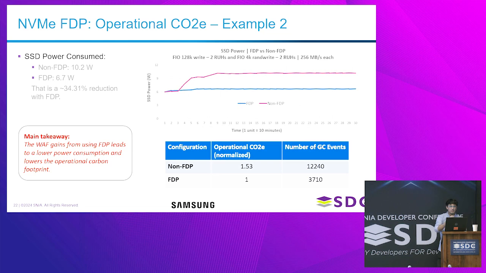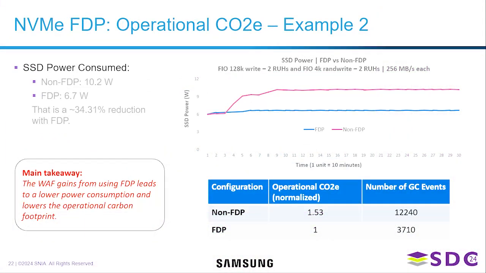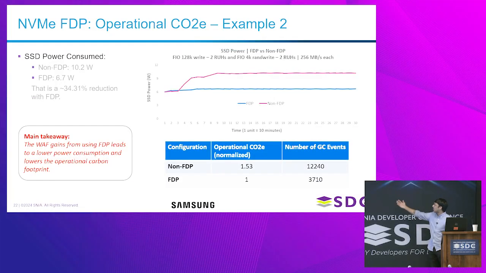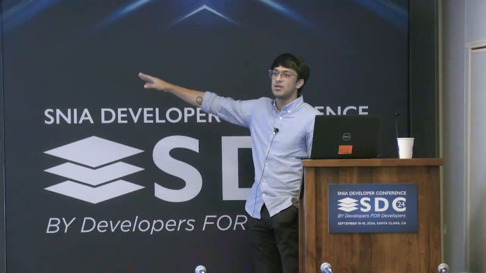So this translated to SSD power. Again here, the garbage collection events are the most interesting parameter. When you had 4 streams, 2 sequential, 2 random, 10% of random, we saw that with FDP, you had 3,700 garbage collection events, whereas without the data segregation or data placement, you had 12,240 garbage collection events. And that's reflected in the power consumption as well, right? So the non-FDP power is 34% higher. So again, for free, you got a 35% reduction in SSD power consumption.